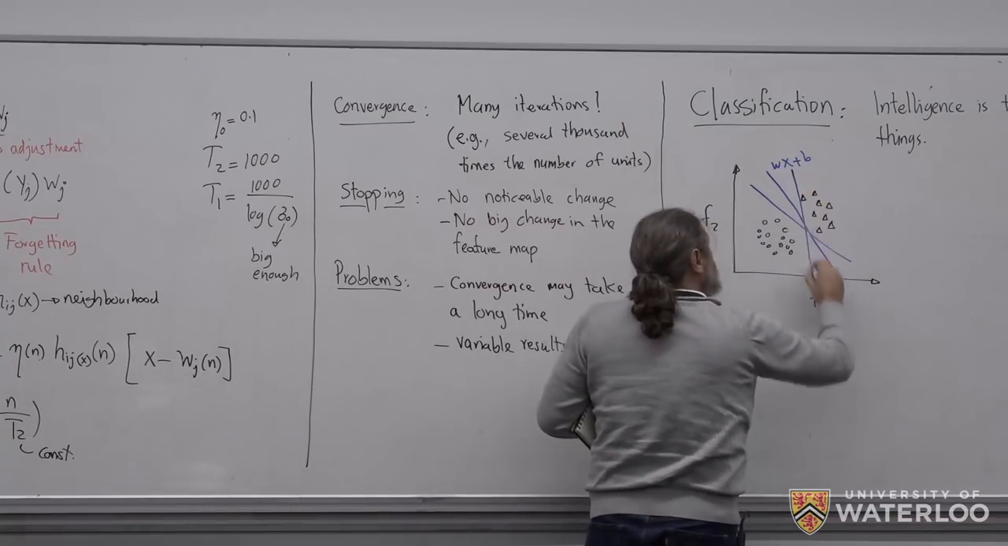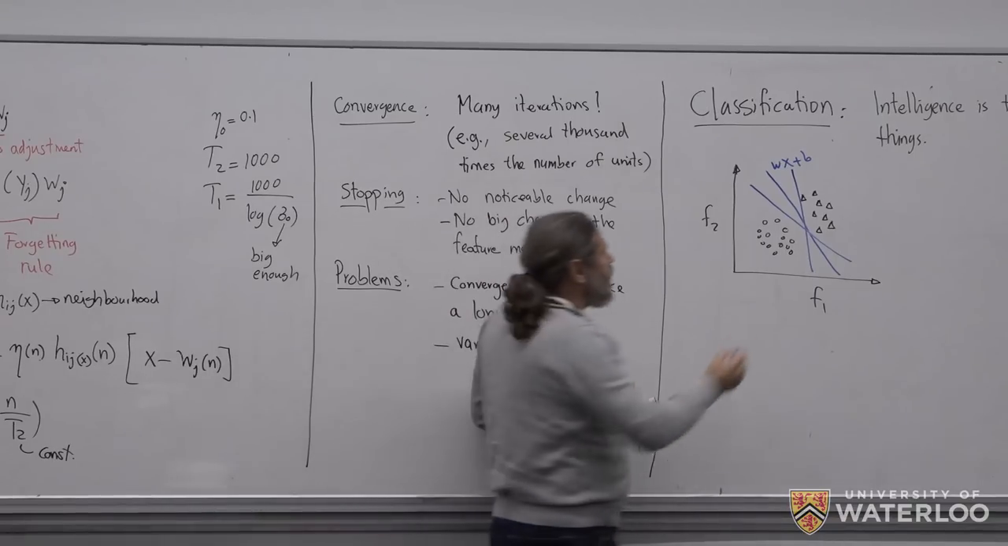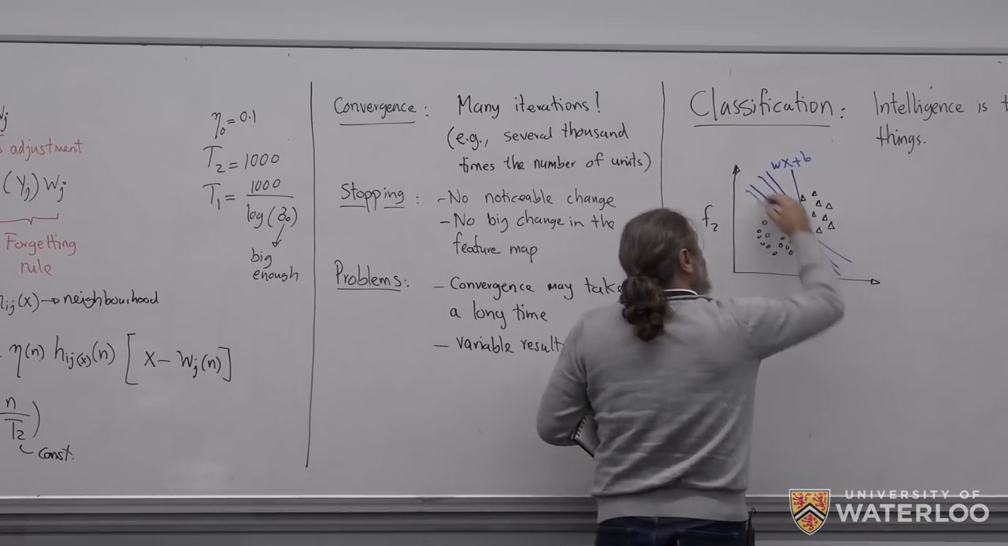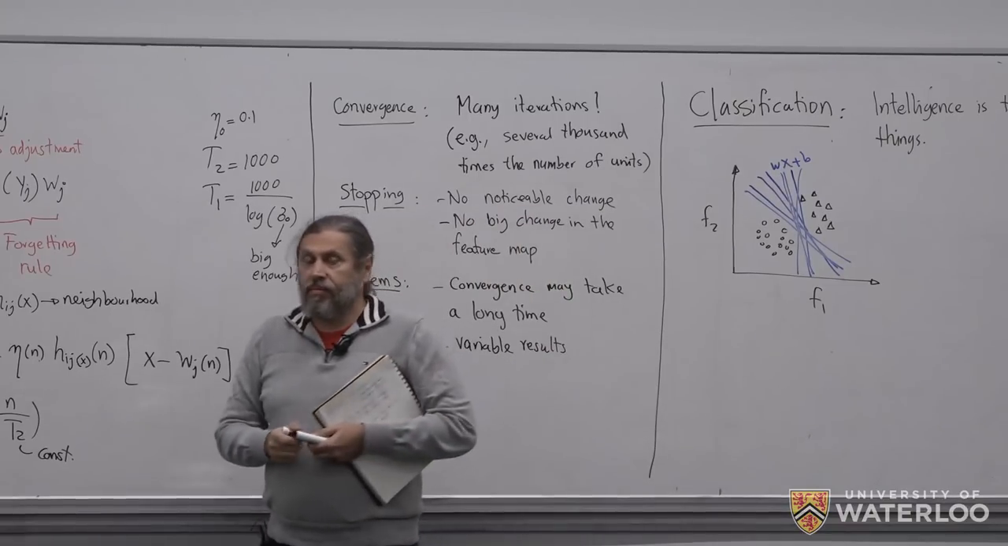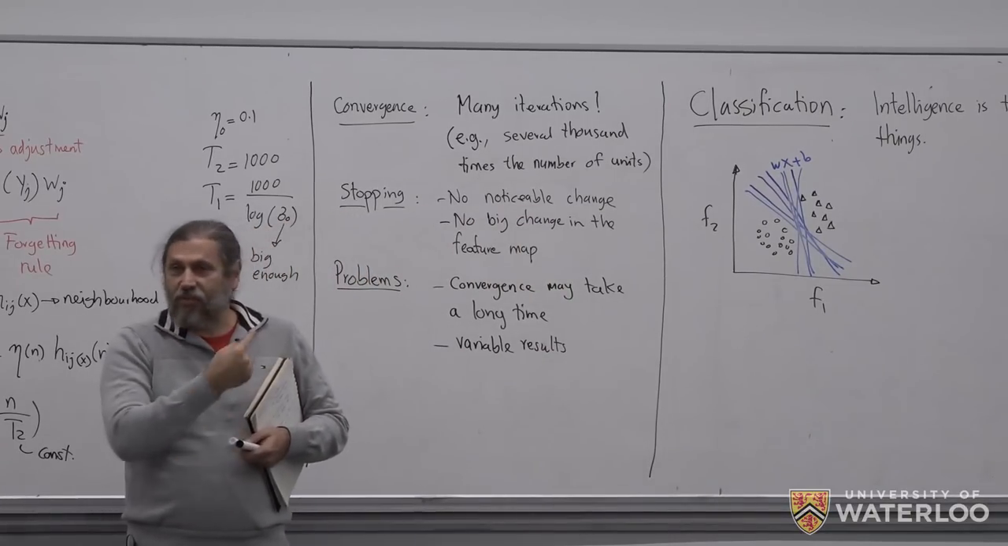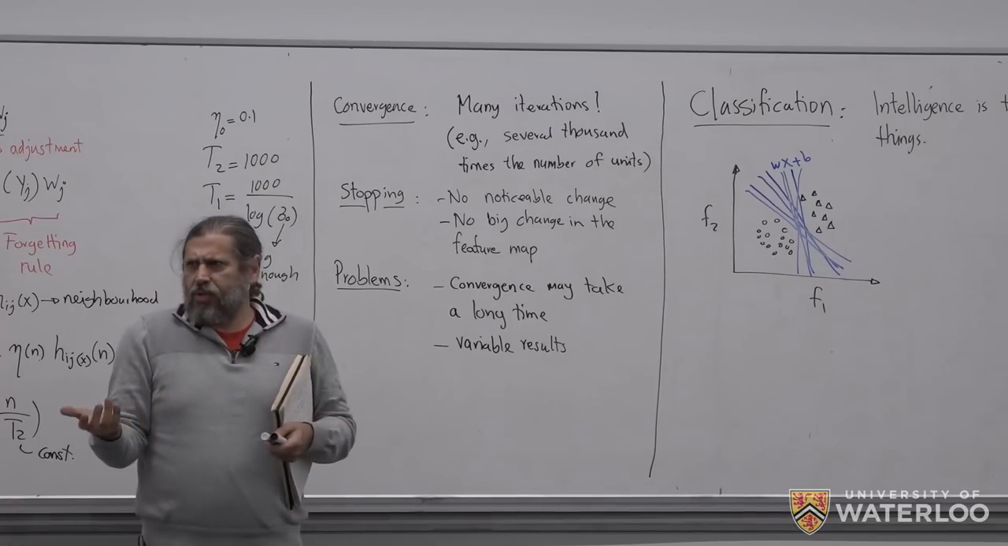Or I could do this. Is that okay? Yeah, you're still correct. Or I would do this, or this, and so on. So every time that you train a neural network, it will give you one of those lines. Okay, so what's bad about that?